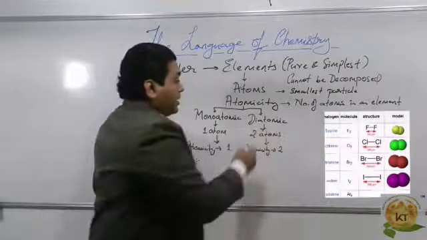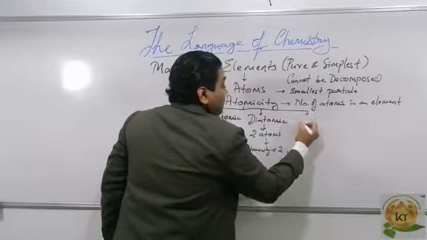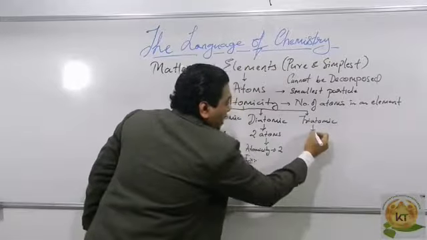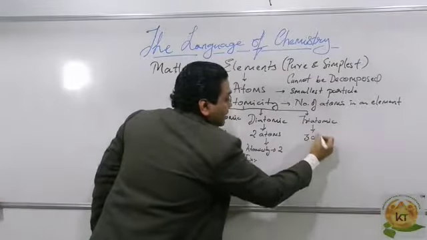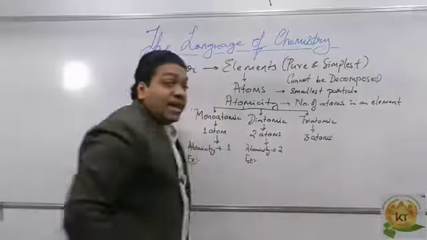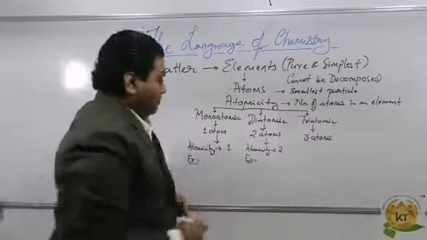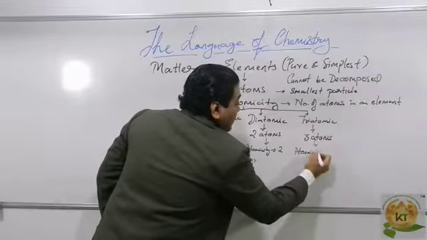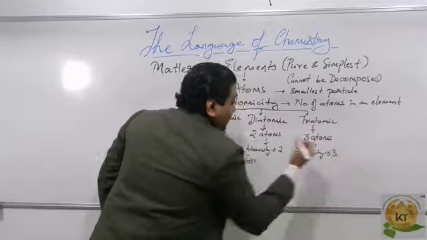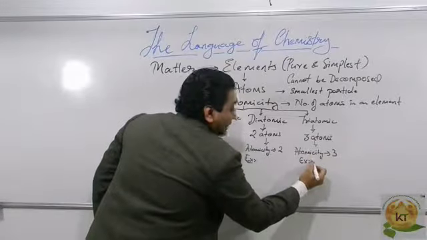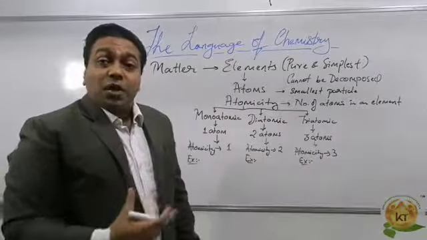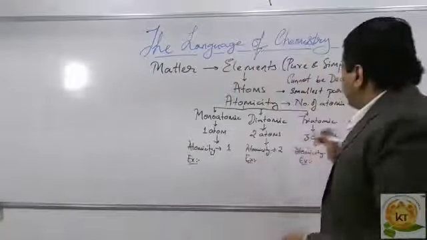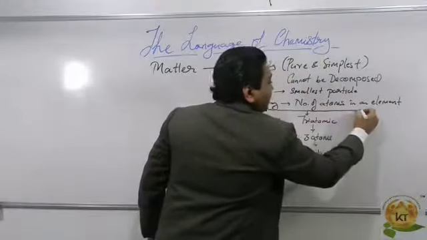After diatomic, we have the third classification as triatomic molecules. Triatomic molecules means the elements that contain 3 atoms. So therefore, the atomicity of such elements is going to be 3, right? They are the triatomic molecules. That way, we have many different types of elements. We also have tetraatomic.